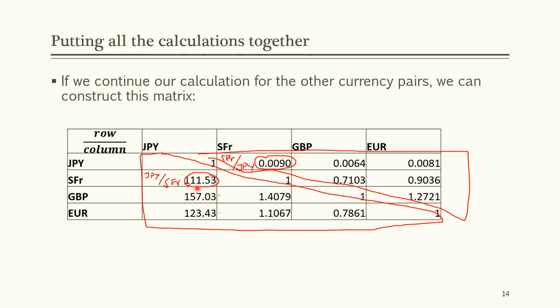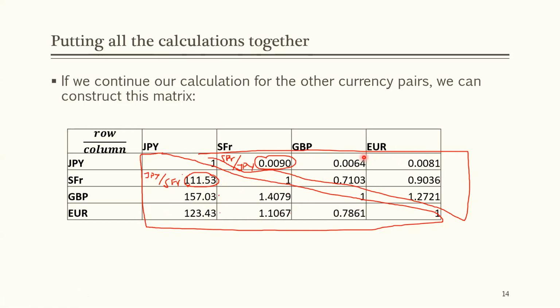Similarly for the pounds and the Japanese yen, this number here will be the reciprocal of this number, okay? And so on and so forth. Yeah, so for the euro, it will be the reciprocal of this number. And for the other pairs as well. Okay, so that's how these numbers are related in the cross rate matrix.